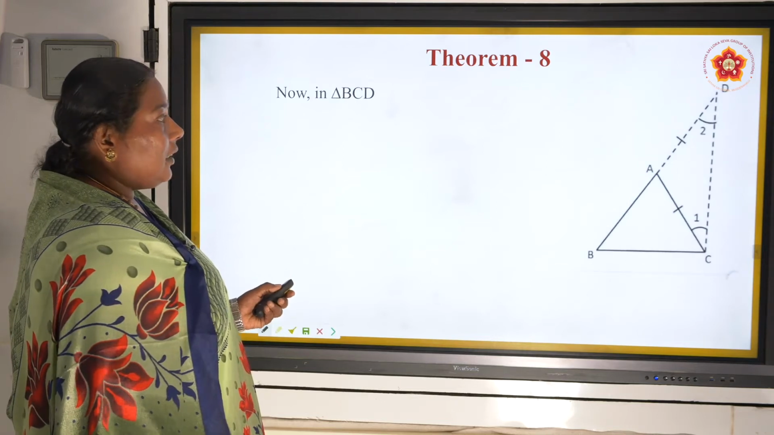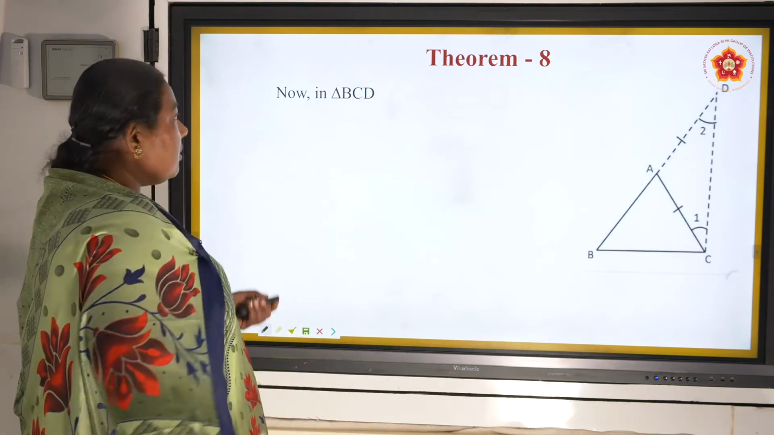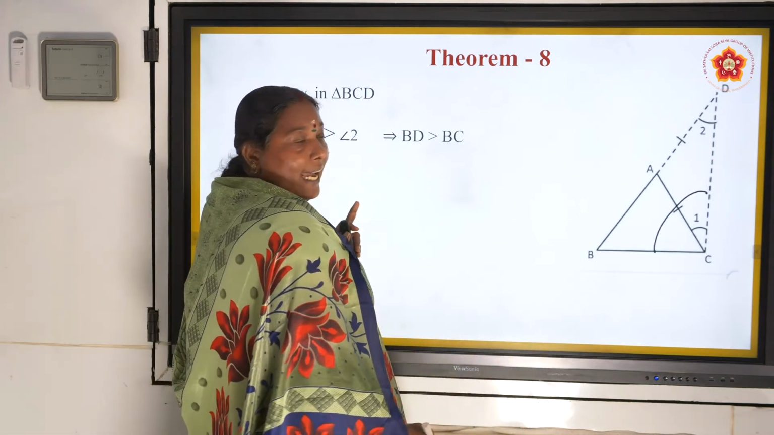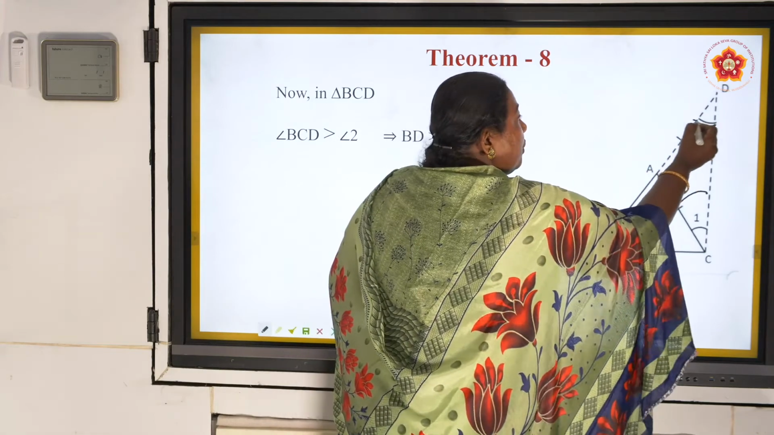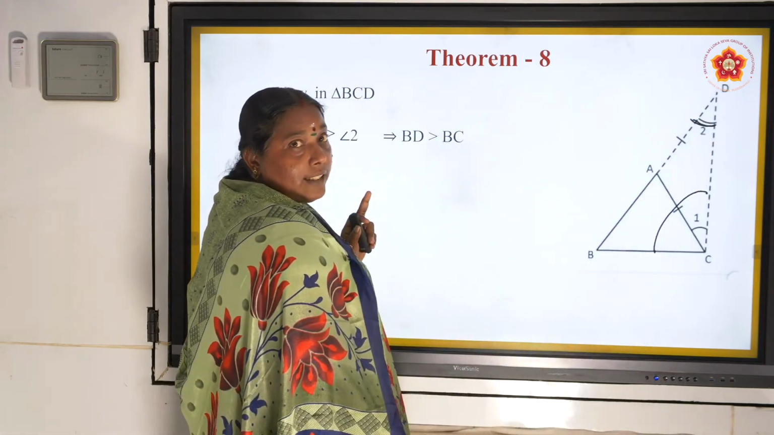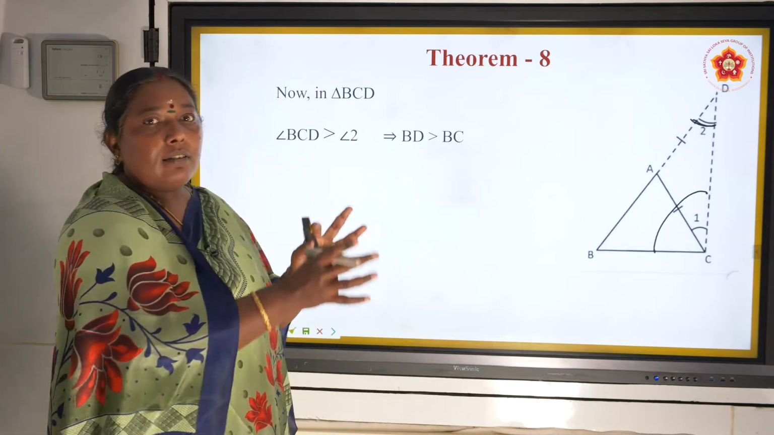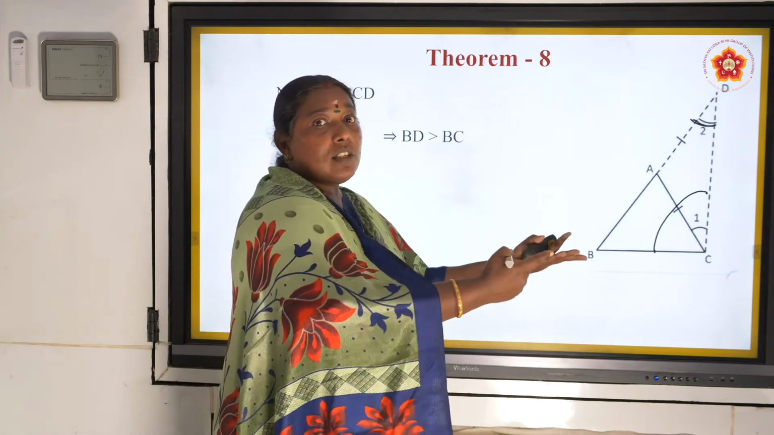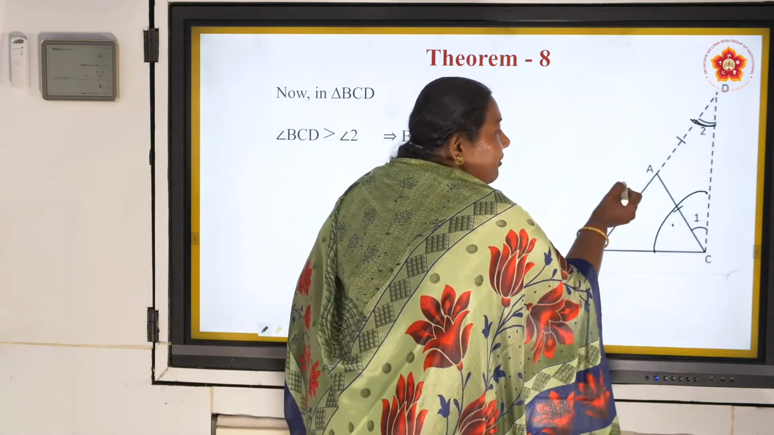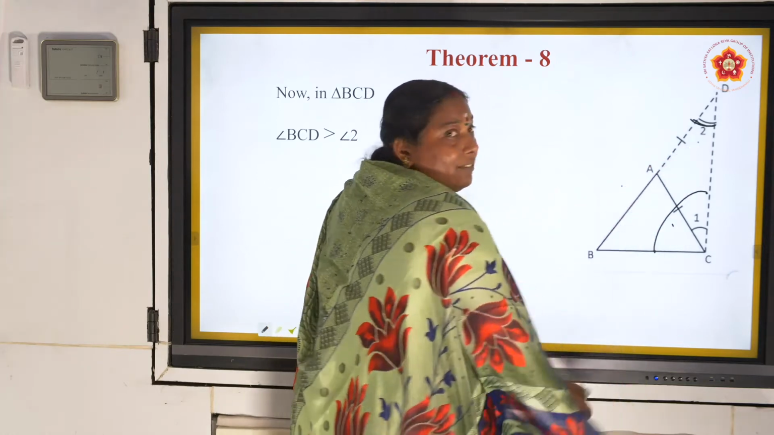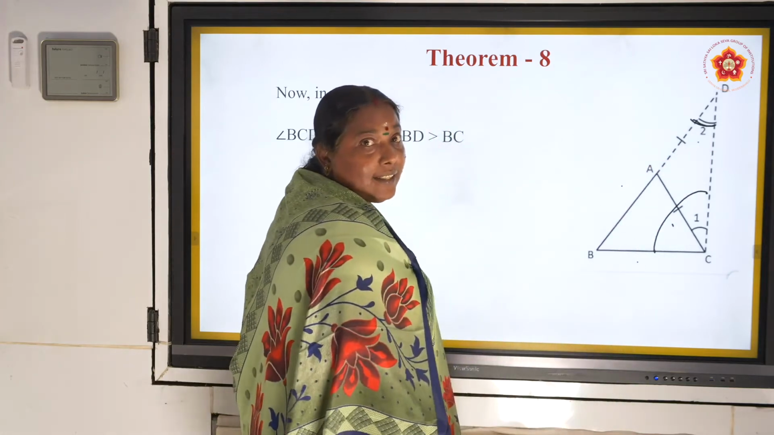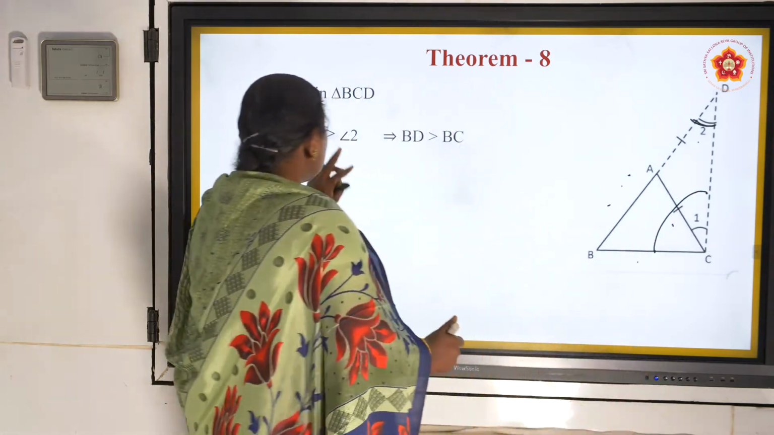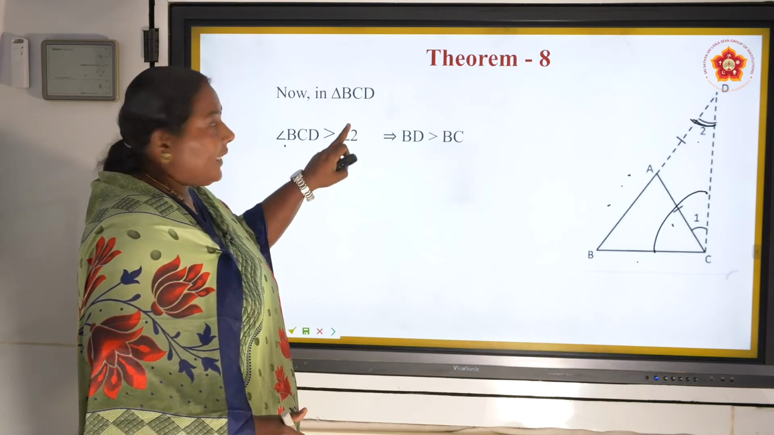Next, in BCD, now I am going to enlarge my triangle. In triangle BCD, this angle is greater than 2. Just now I proved it, right? So now I have reached somewhere. One angle is bigger and one angle is smaller. That means I can compare with the opposite side. The larger angle has the longer side, and the smaller angle will have the smaller side. Right. That means angle BCD is opposite to BD, and angle 2 is opposite to BC, and BCD is greater than 2.